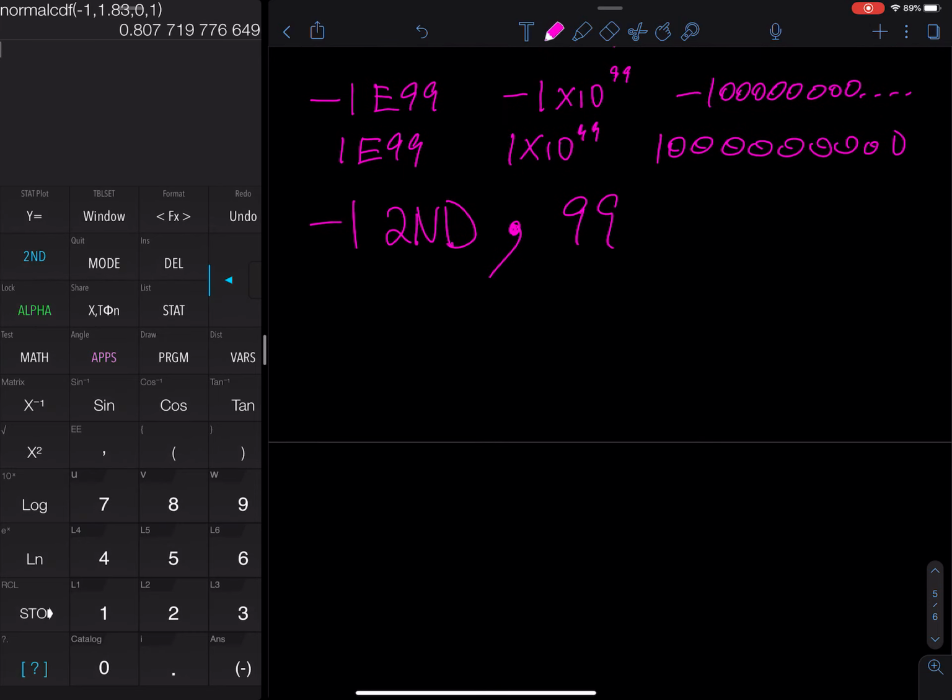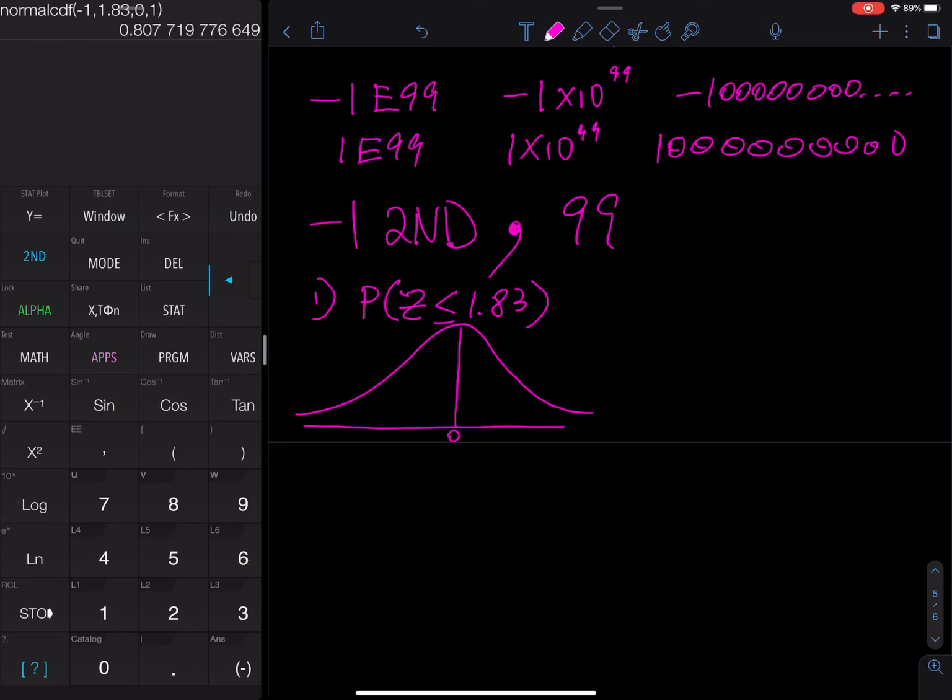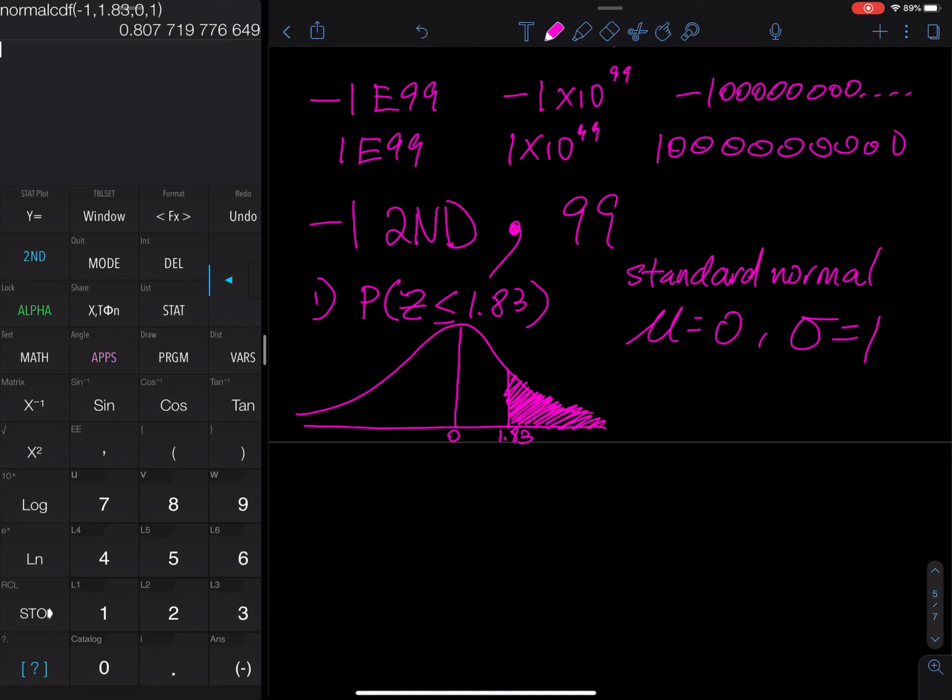Let's do a problem. So number 1, I am looking for the probability that z is less than or equals to 1.83. So let's draw a picture. This is 0, right? How do I know that is a 0? Because z is standard normal. Standard normal distribution, the mean is 0. The standard deviation is 1. Where is 1.83? 1.83 is around right here. 1.83 greater than or equal to that. So that is the area.